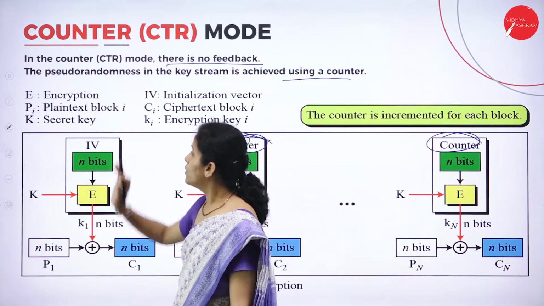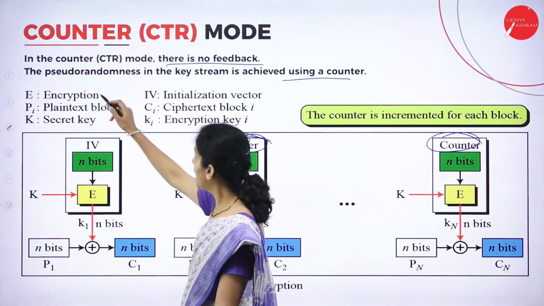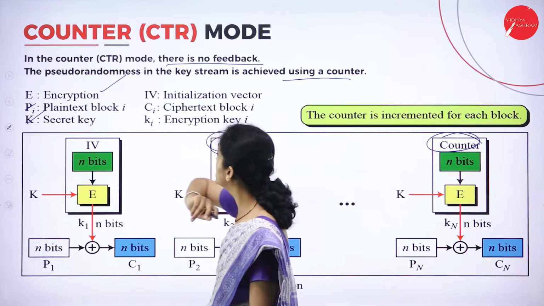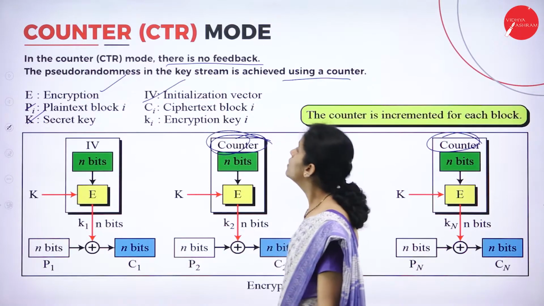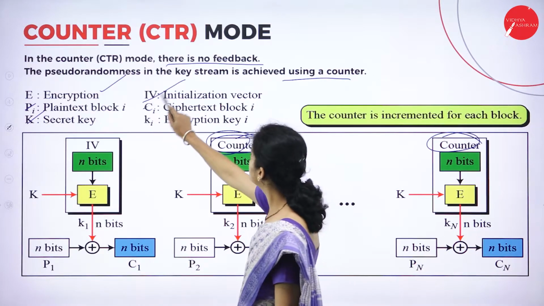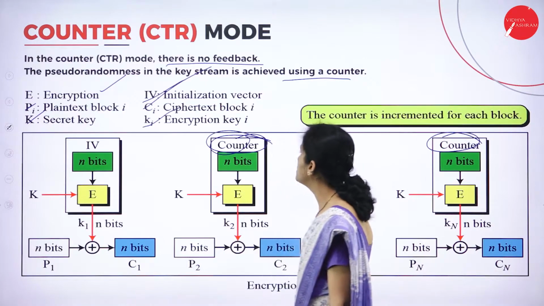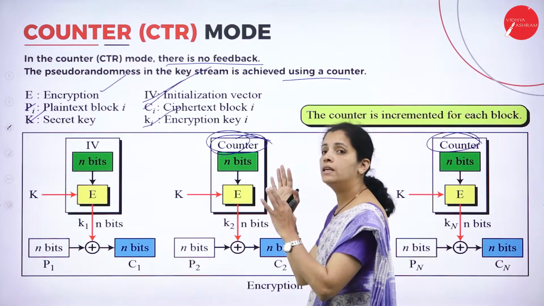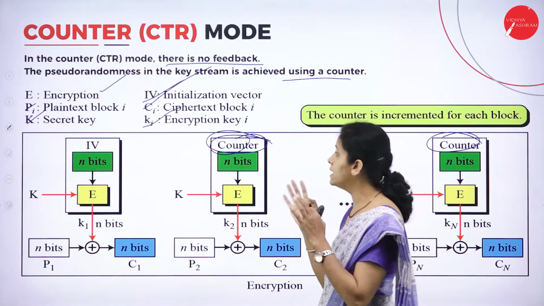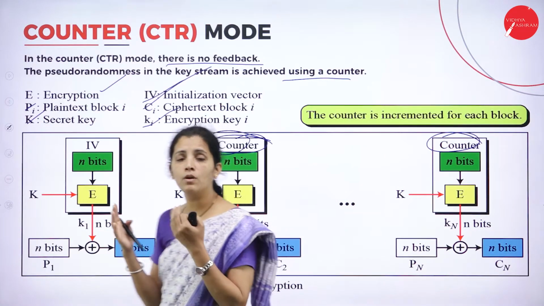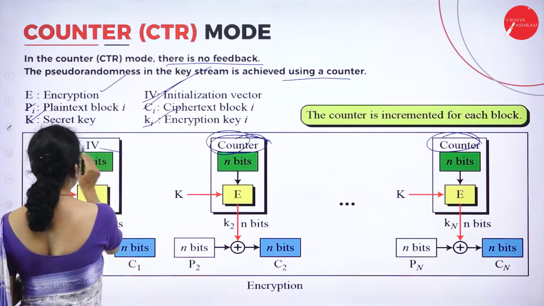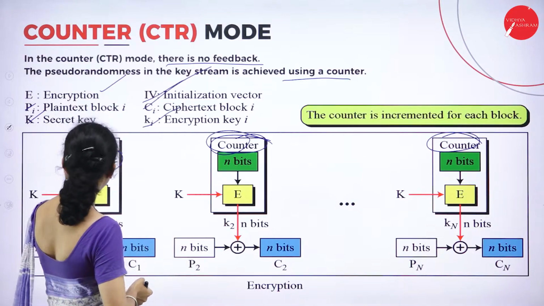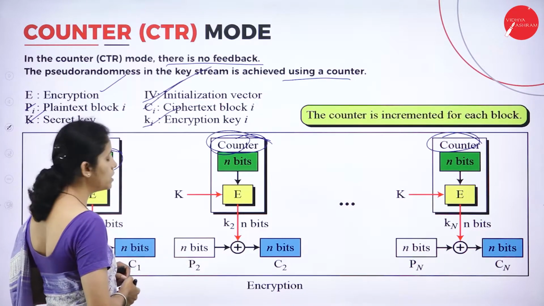Now I'm going to have parameters like E, that is encrypt, P is plaintext, K is the secret key, initialization vector, C is ciphertext, and K is the encryption key. Now I'm going to have the plaintext, and that plaintext is divided into a number of blocks, and at the beginning what is my input? That is nothing but the initial vector, and this is the input to the encryption algorithm.